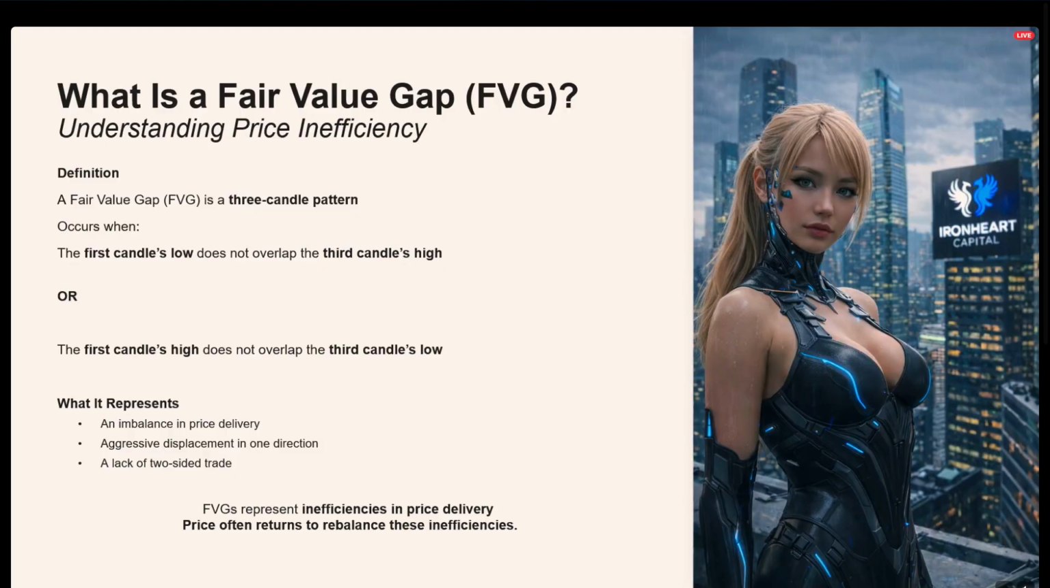It occurs when the first candle's low does not overlap the third candle's high, or the first candle's high does not overlap the third candle's low. All right. It represents an imbalance in price delivery, right? It comes with an aggressive expansion or displacement in one direction. It doesn't have a two-sided trade, meaning that there are unfilled orders within that fair value gap, right?